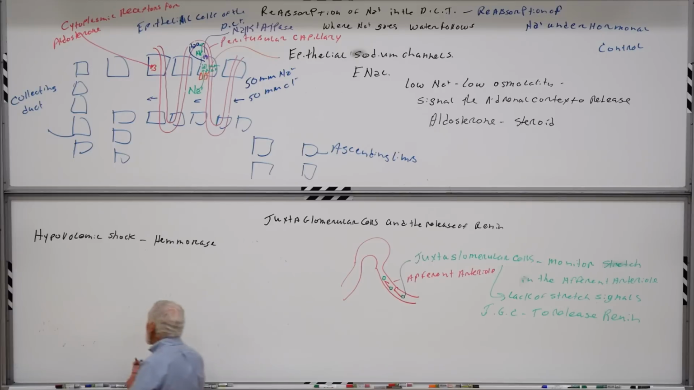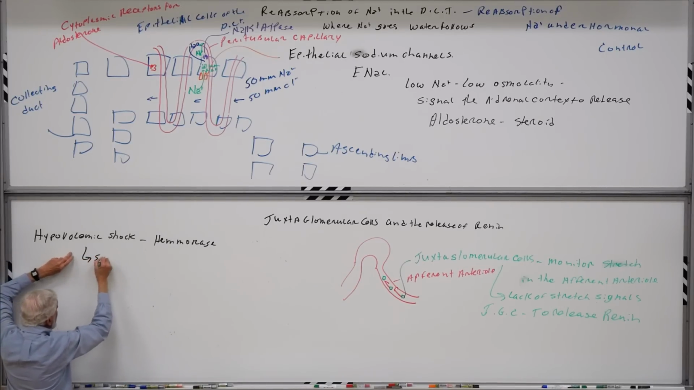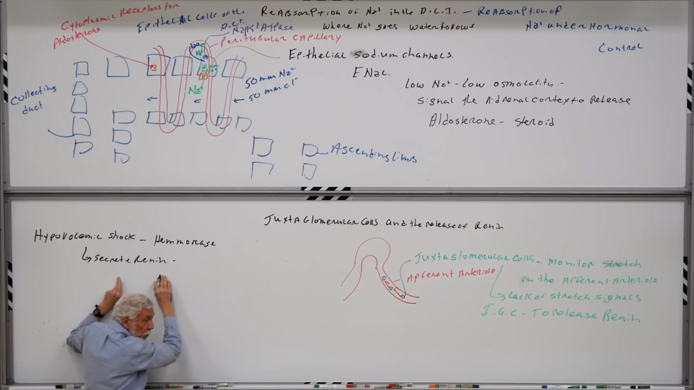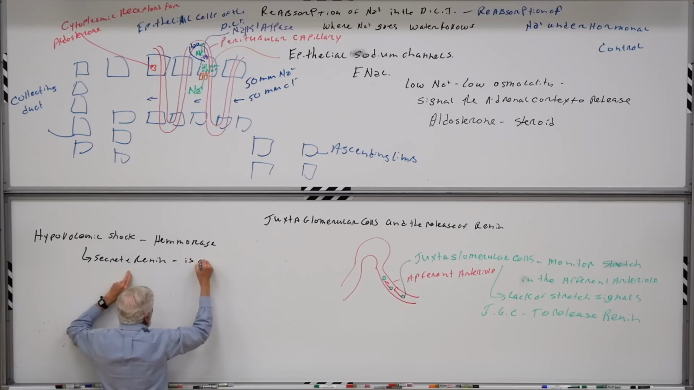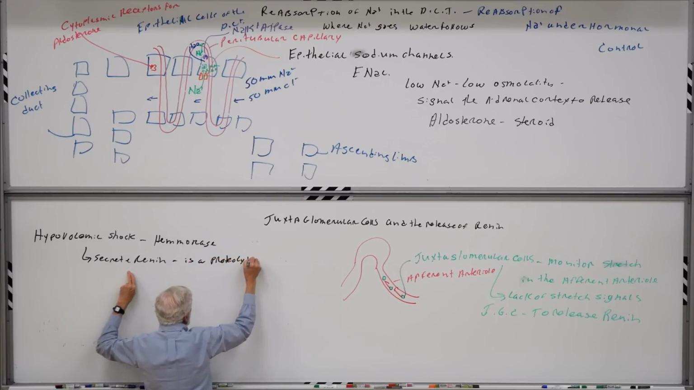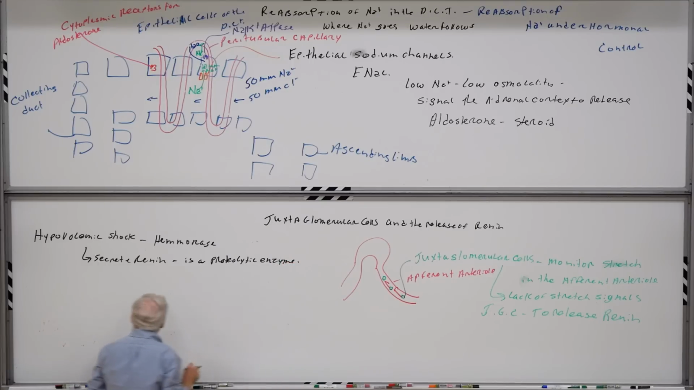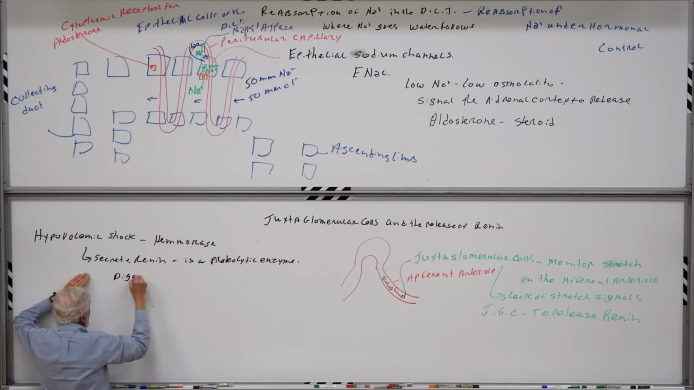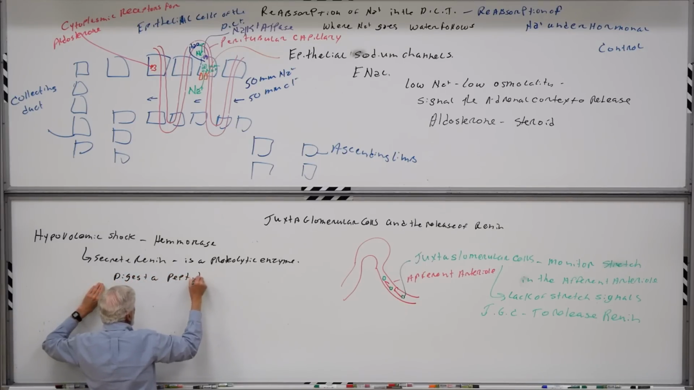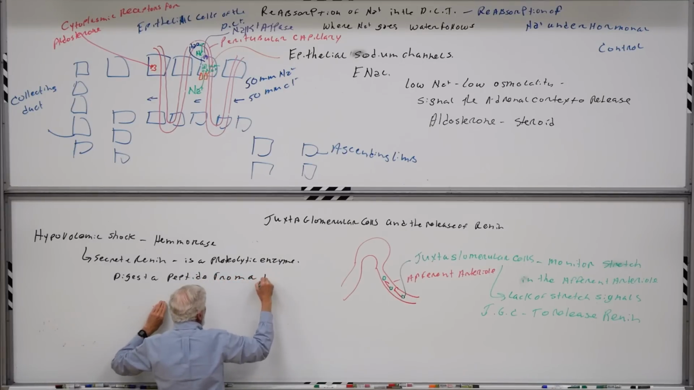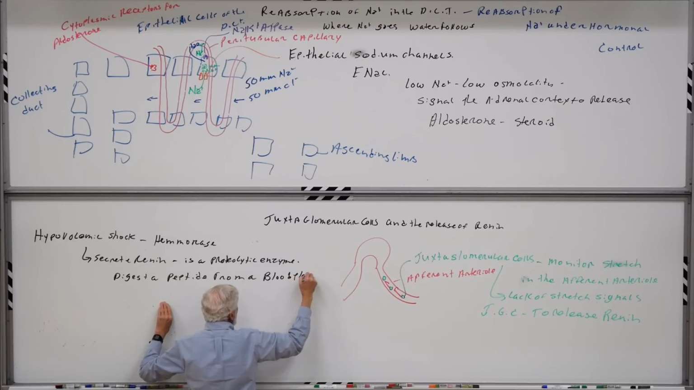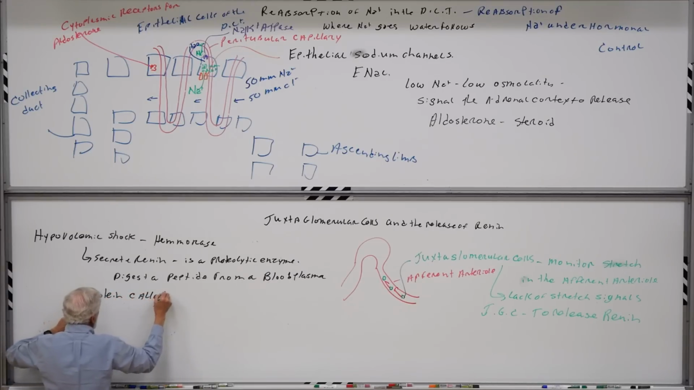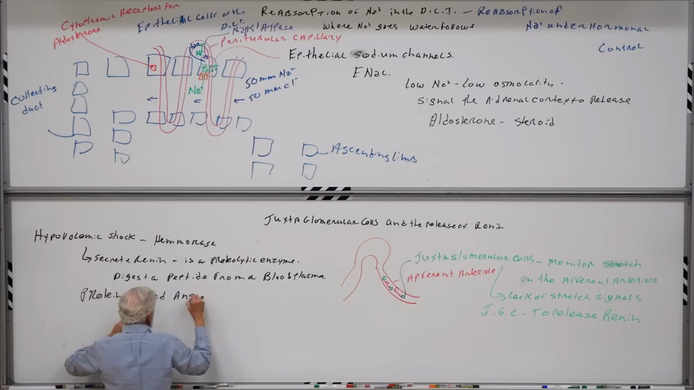So this gives us a mechanism under hypovolemic shock where we secrete renin. Now, renin itself is not a hormone. Renin itself is a proteolytic enzyme. And as such, this proteolytic enzyme will now digest a peptide from a blood plasma protein called angiotensinogen.